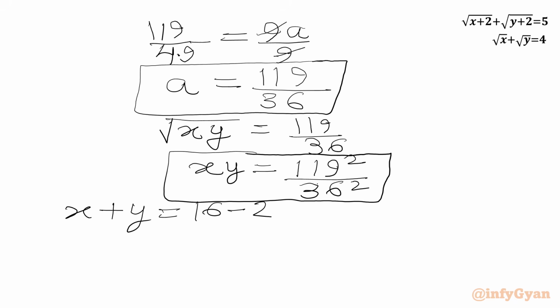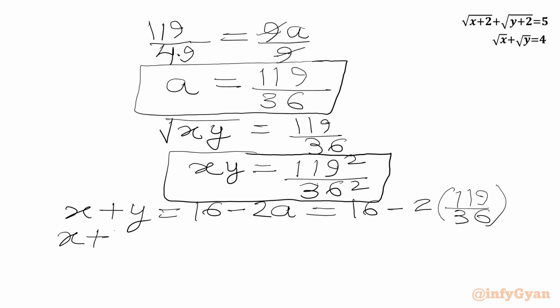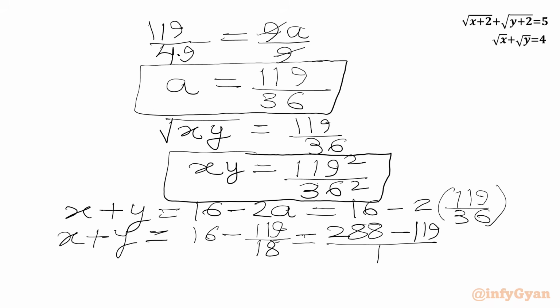16 minus 2a will be equal to 16 minus 2 times a, which is 119 over 36. So x plus y will become 16 minus 119 over 18, which will be equal to 16 times 18 is 288, minus 119 over 18. Now we can write x plus y. So x plus y will be equal to 288 minus 119, 169 over 18.